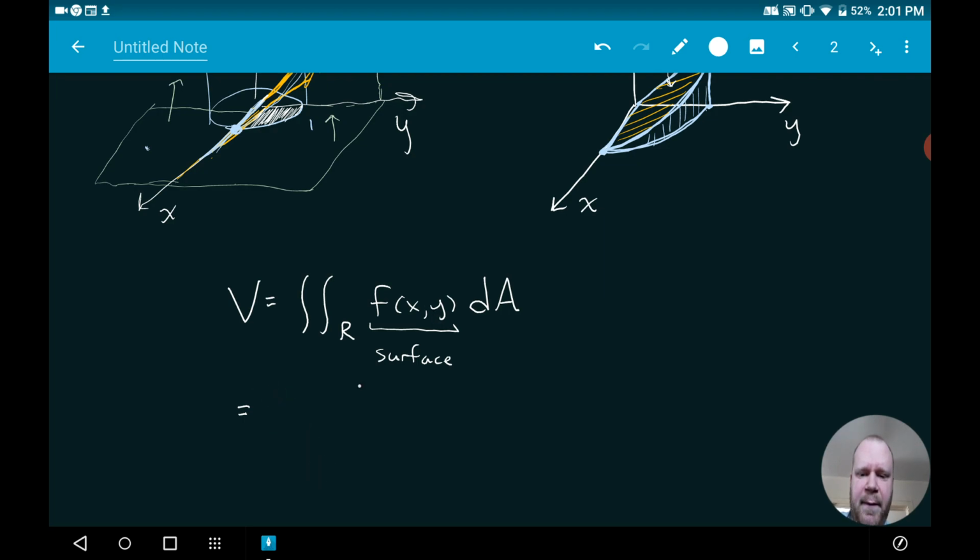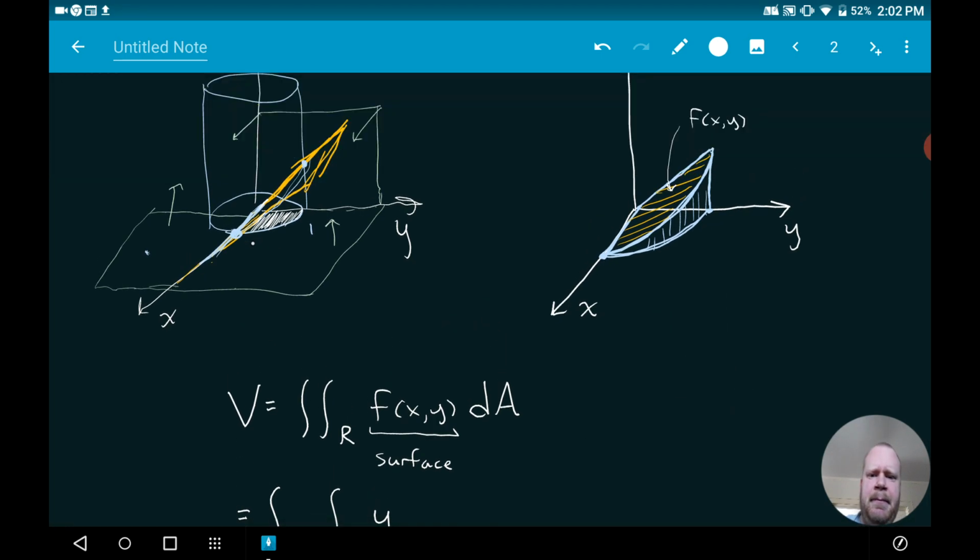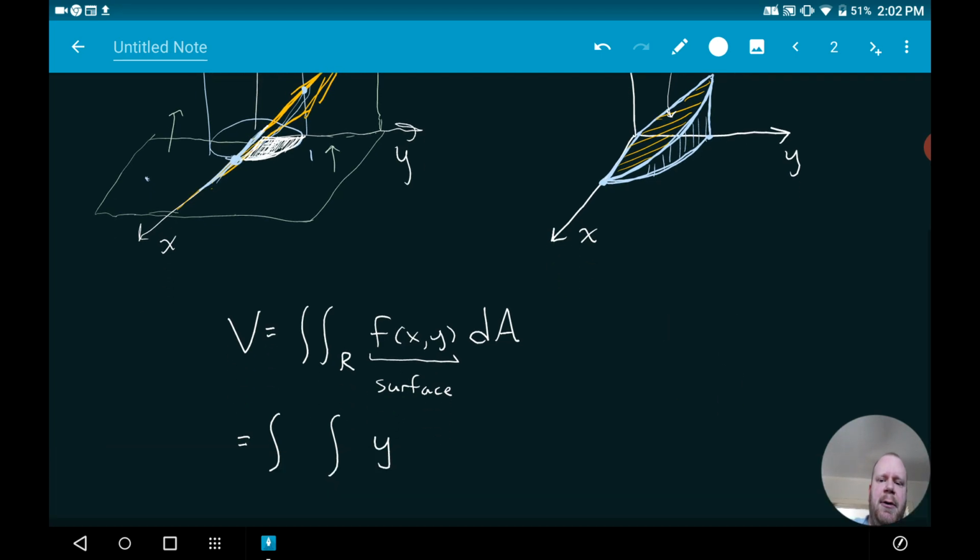So I'll leave some room there in my double integral for this, but my top surface is z is equal to y. So I'm just going to put y there. And then dA, we can pick, this is our region that we need to integrate over, is that quarter circle.